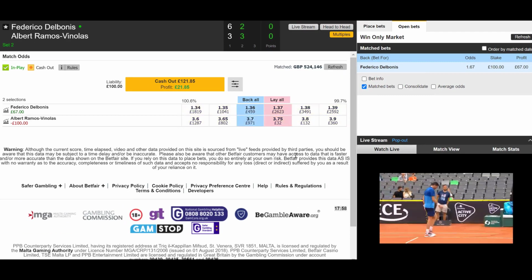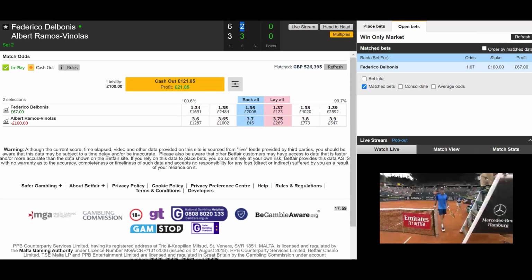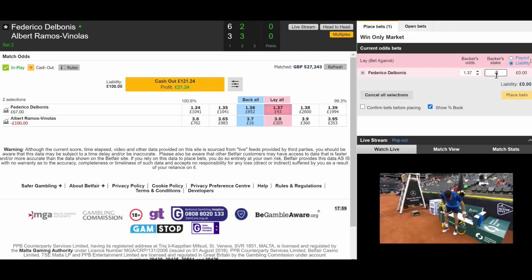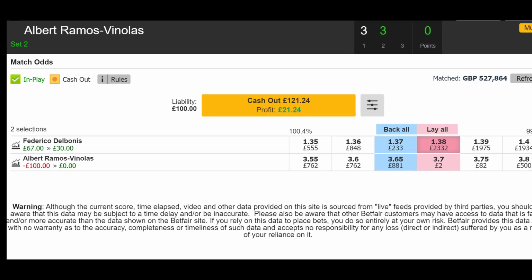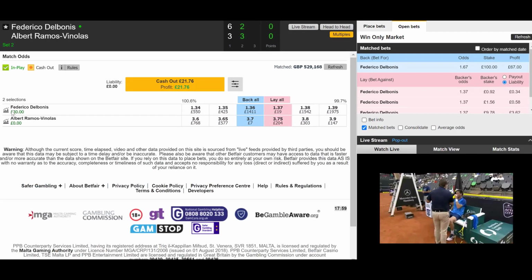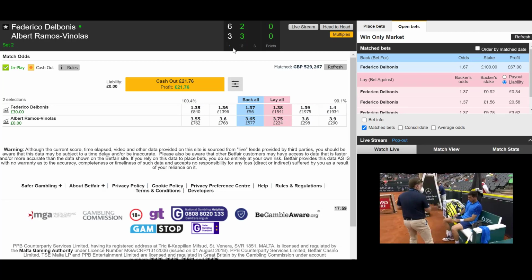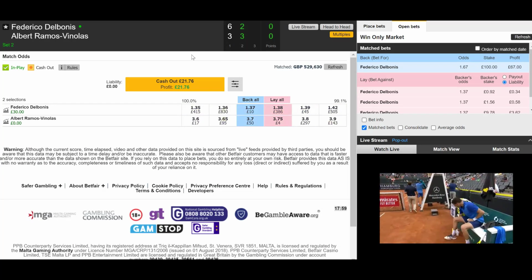Okay, well, anyway, we made a quick profit there as Del Bonis has broken back, bringing it to 2-3 in this set. And now we can pretty much just take our liability out of the trade there at 1.37. I have to move that up to 1.38. You can see how these odds jump around in tennis so quickly. And anyway, we've got a £30 free bet sitting on Del Bonis, and we can let it run because, like I said, he can win the match in this set itself.